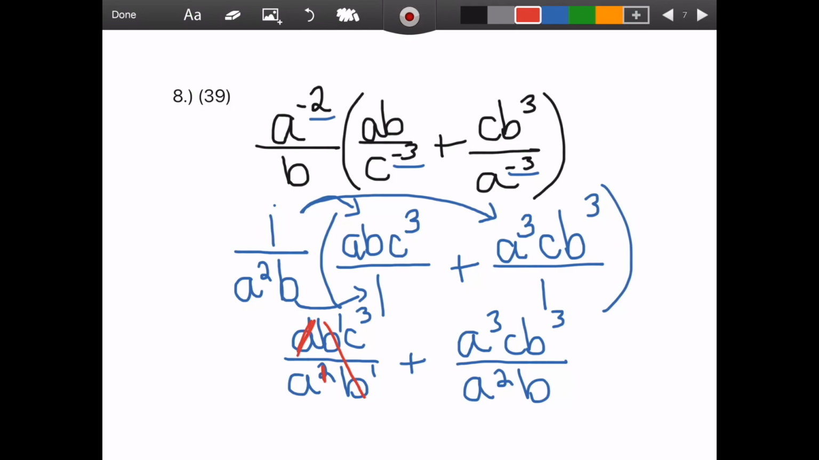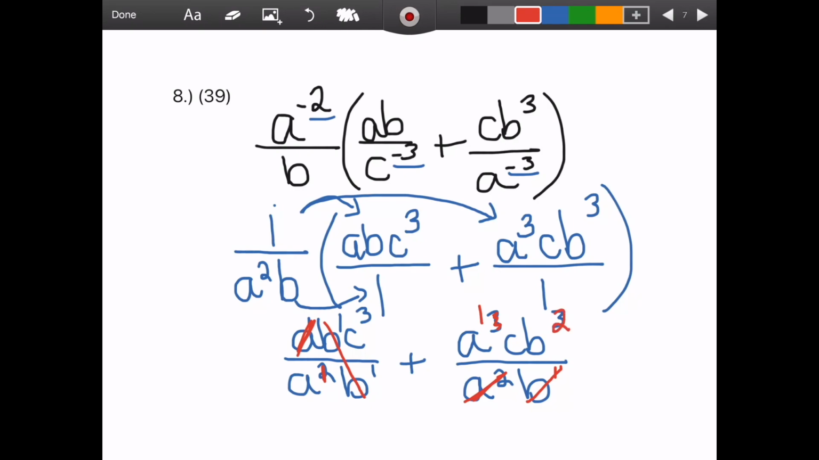Now let's look at our second one. We have a^3 on the top, a squared on the bottom. So I find the difference between the two. 3 minus 2 is 1. And since there's more a's on the top, it stays up there, so that's now a to the first. C, there's only one c, so I don't have to worry about that. But I do have b third and then b to the first. So again, find the difference. 3 minus 1 is 2. And since there's more on top, it stays up there.